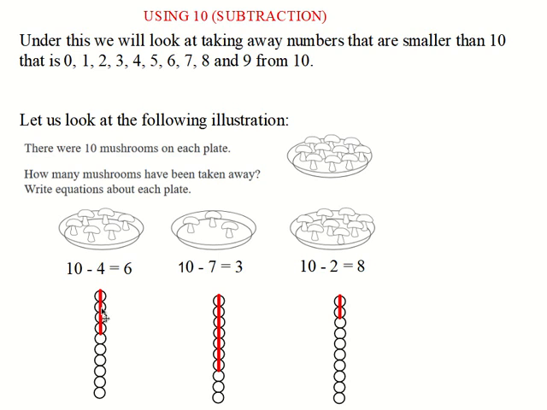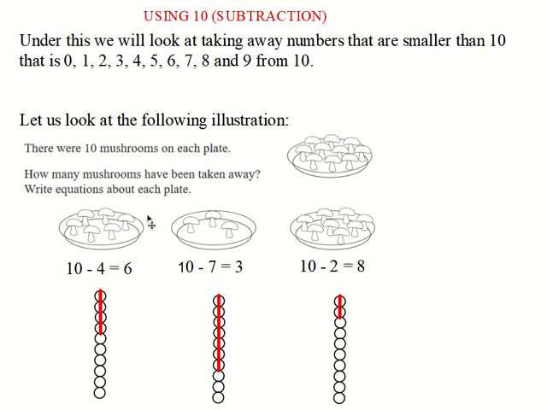The red line, I use the red line to illustrate that. So we have 1, 2, 3, 4. That means 4 mushrooms were taken away or have been used. So our subtraction here will give us 10 minus 4 is equal to 6.